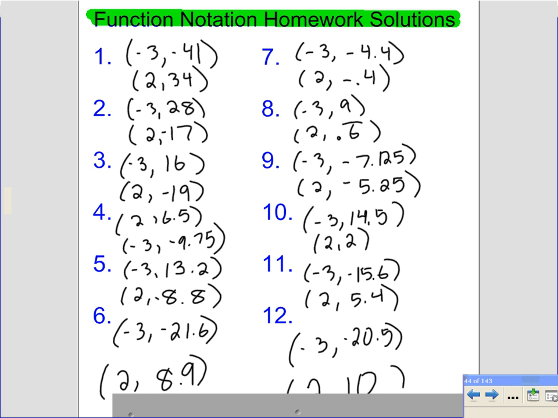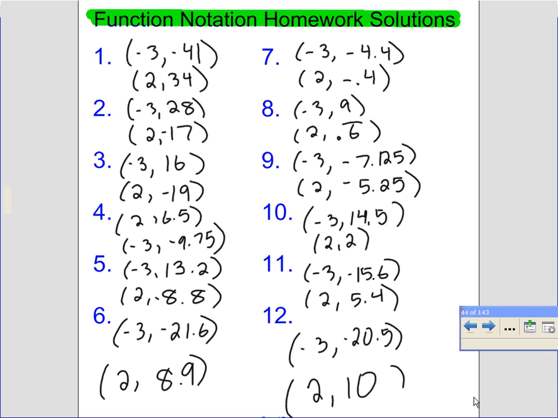And 2, negative 5.25. 10 is negative 3, 14.5 and 2. 11 is negative 3, negative 15.6, and 2, 5.4. And then, you can't really see, 12 is negative 3, negative 20.5, and 2, 10. Any questions on that first one? No, I was just wondering.